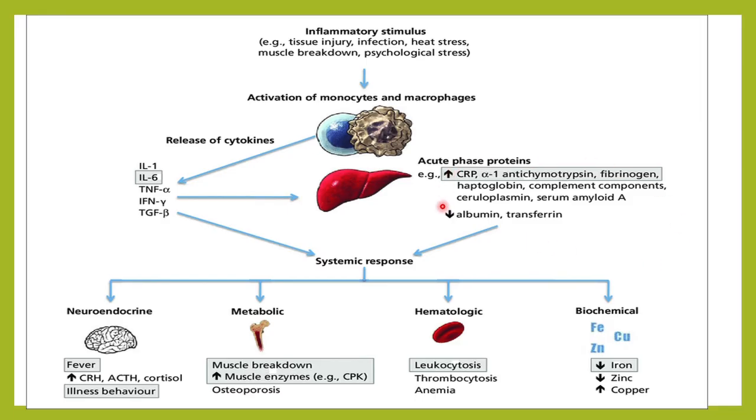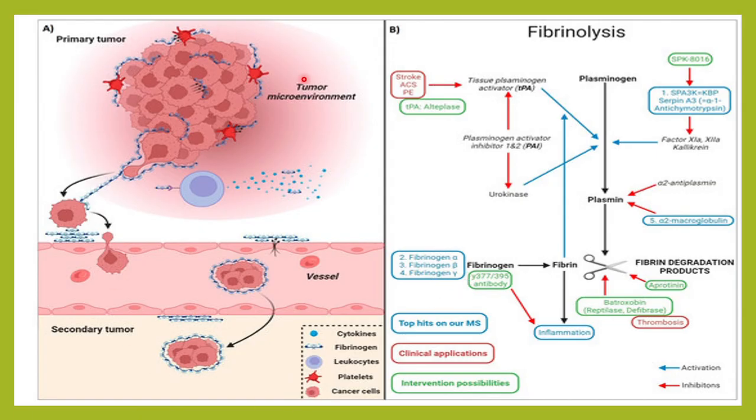These are also responsible for the systemic response, the tumor, calor, dolor. Patients will have fever, muscle breakdown, and hematological changes like leukocytosis, thrombocytosis, anemia. There might be certain biochemical changes. All this happens because of the mediators which are produced, and they try to limit the spread of that infection or tissue injury. So this is the fibrinogen production, and this is how the fibrin clot looks.